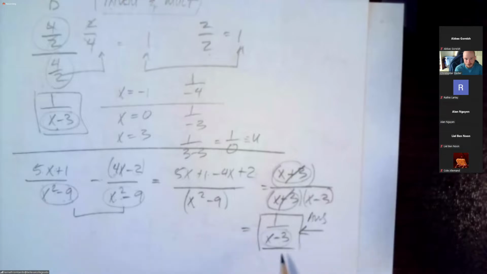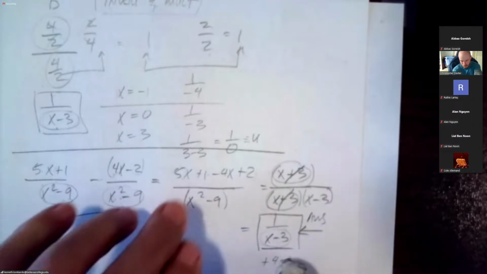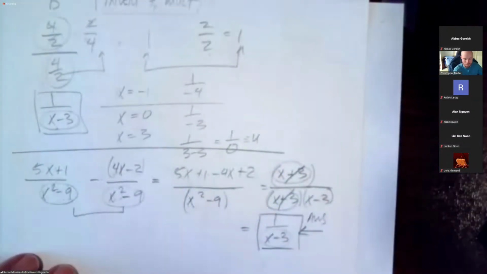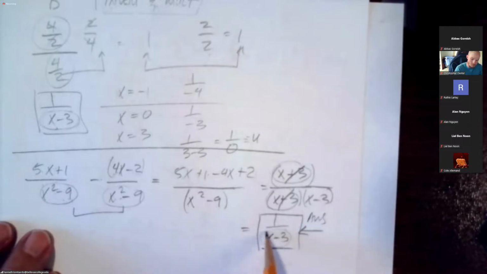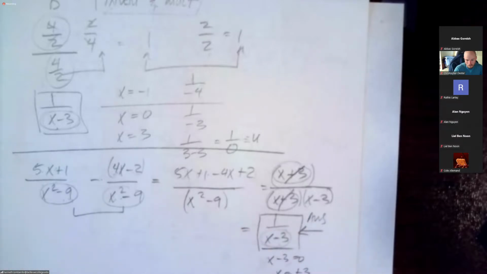Plus or minus 3. No, plus or minus 3. Okay, and what this just says is x minus 3. So if I said x minus 3 equals 0, I get x equals positive 3. Where do we get the negative 3? From the step before that, where you have x plus 3 over x plus 3 times x minus 3.